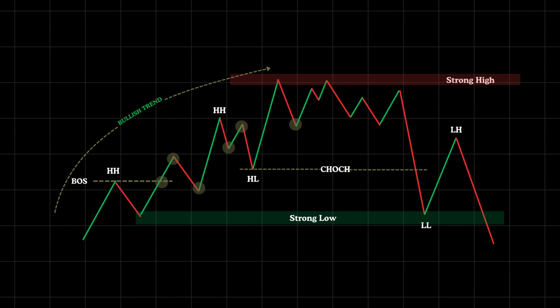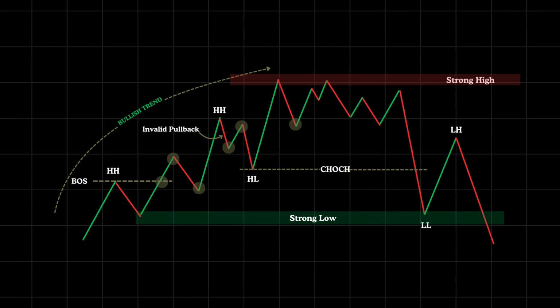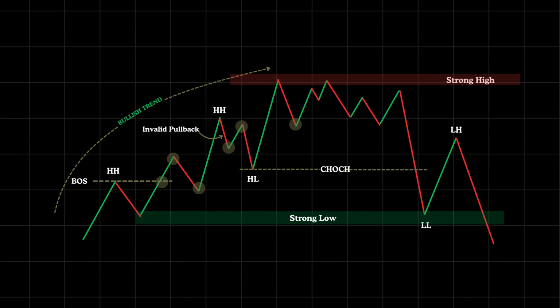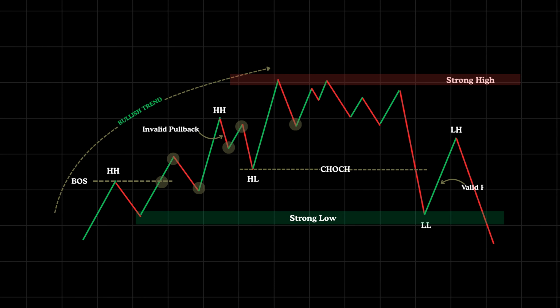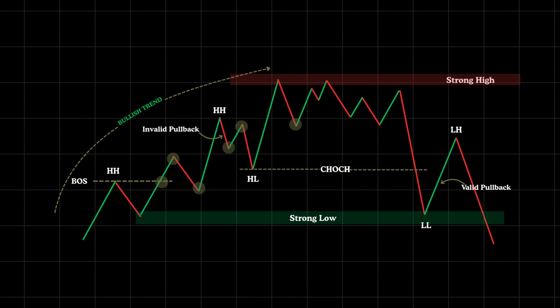This retracement is invalid because the market pulled back less than 50. On the other hand, this retracement is valid because the price created a deep pullback here.